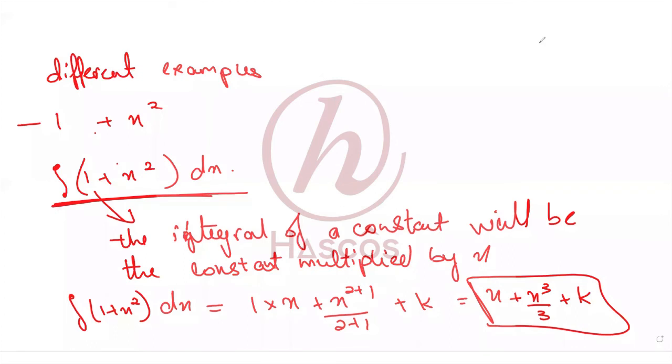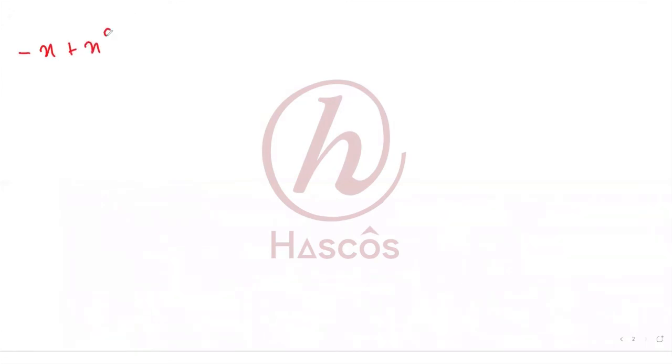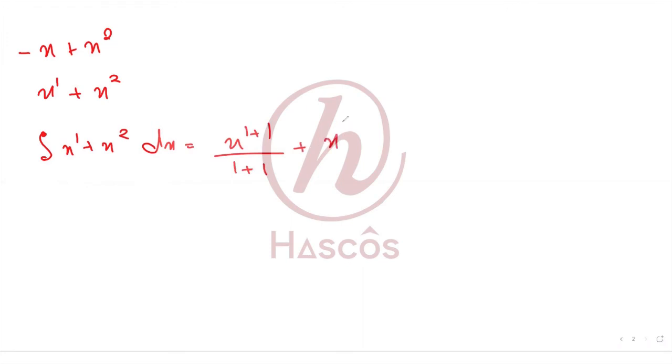Okay, so let's try a few more examples. For example, we have x plus x squared. Let's start integrating that. We get x to the power 1 plus 1 upon 1 plus 1, plus x to the power 2 plus 1 upon 2 plus 1, the entire thing added with the constant k. X squared over 2 plus x cubed over 3 plus k. This is how it integrates.